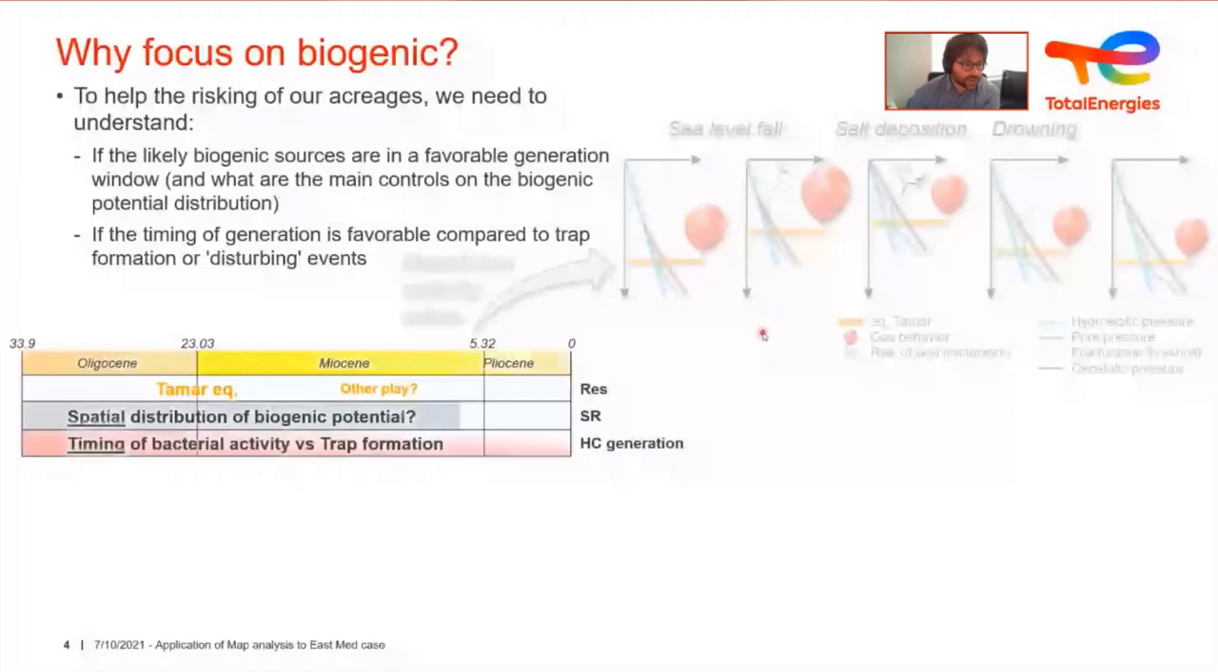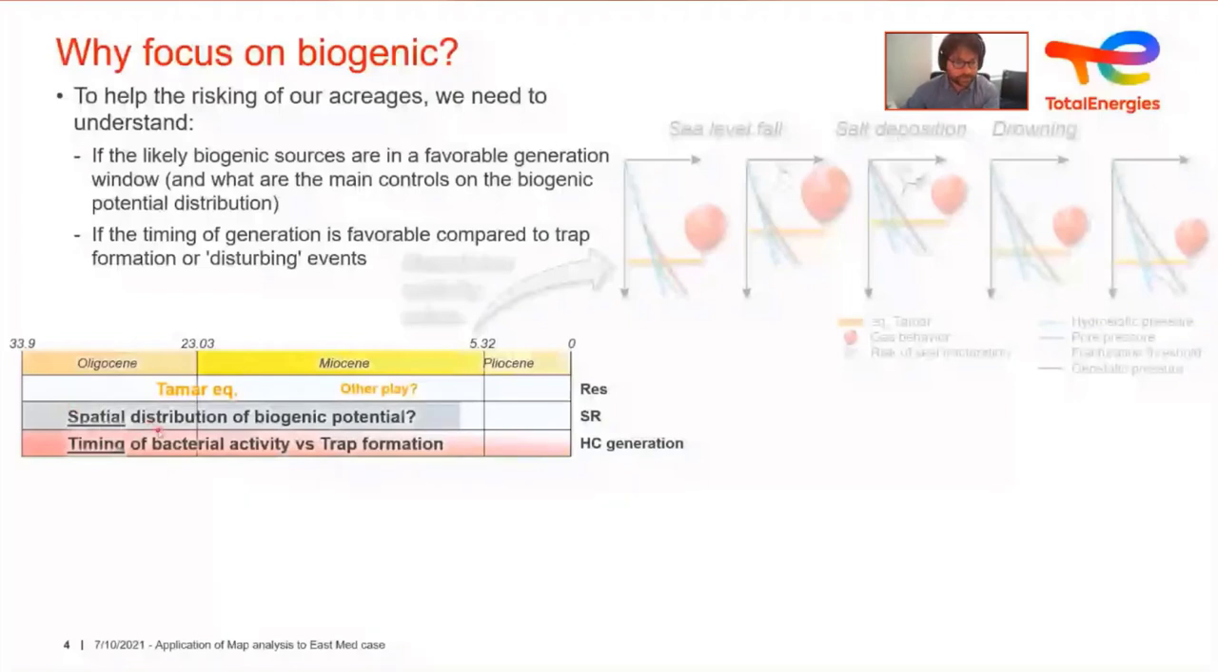The other question, which is also very important, is to understand the timing of bacterial activity versus the timing of trap formation, depending on the age, and either for the Tamar equivalent play or for other plays. So here I put that one in the Miocene, but it could be as well for the Pliocene or deeper.